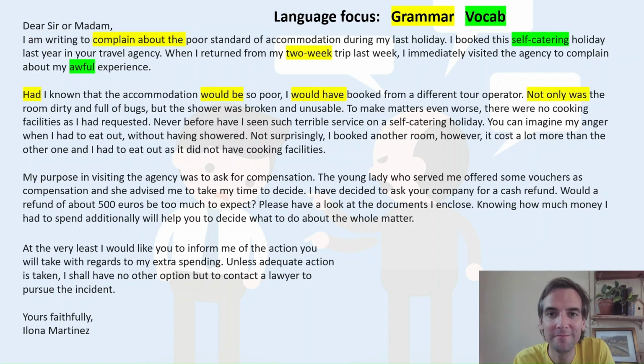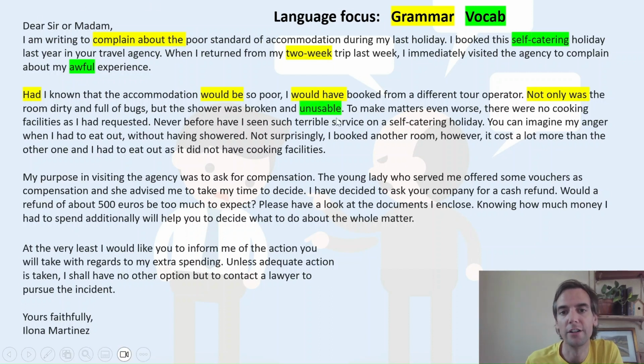What have we got here? Everyone on 3, 1, 2, 3. Inversion, of course. Not only was the room dirty, this should say the room was dirty. But no, because it's not only, we have inverted the room dirty and was the room dirty. But, and we've used the inversion correctly, the shower was unusable.